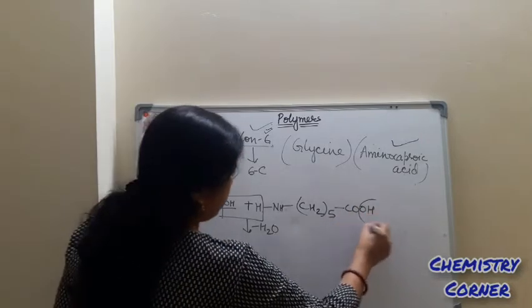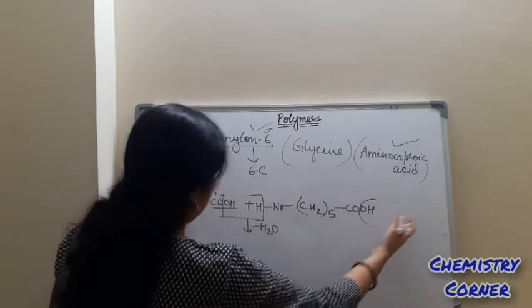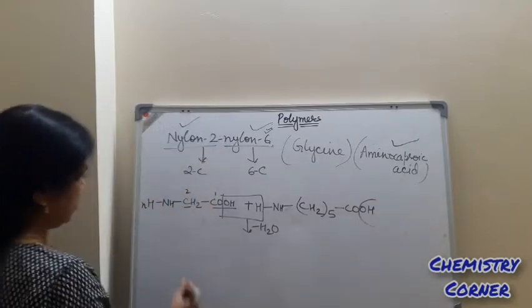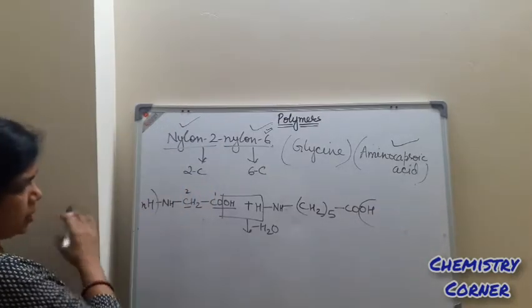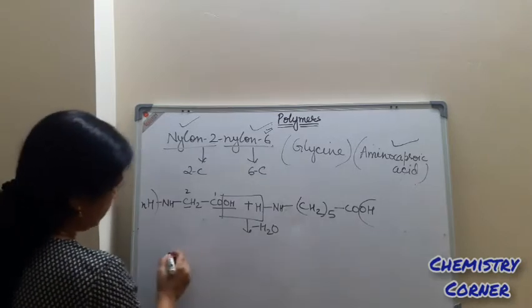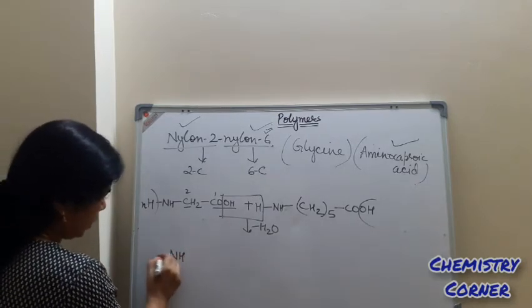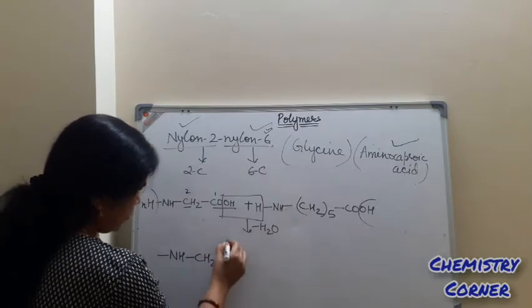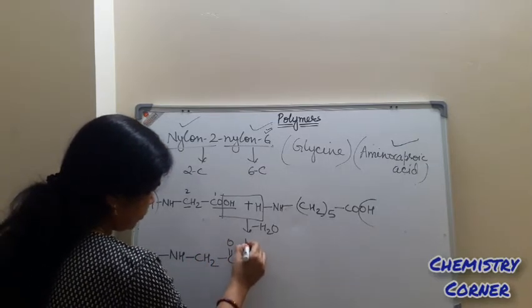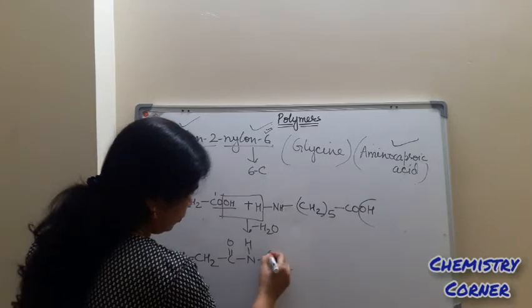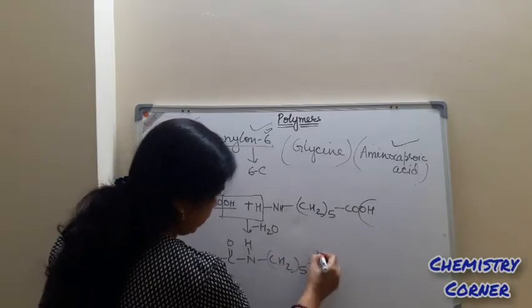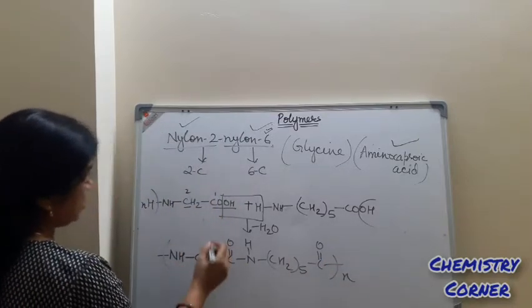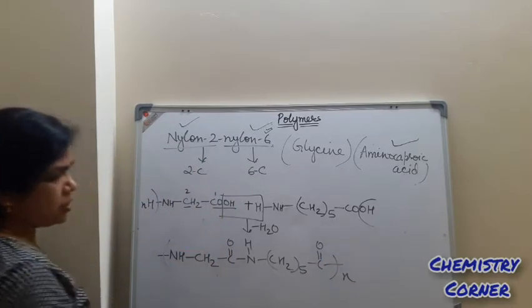Now we are considering that another unit of glycine will come from this side, so it will also participate, and this side NH2 will participate with aminocaproic acid. So the leftover is called the polymer, which has this structure, (CH2)5, C double bond O and NH. This is called nylon 2, nylon 6.